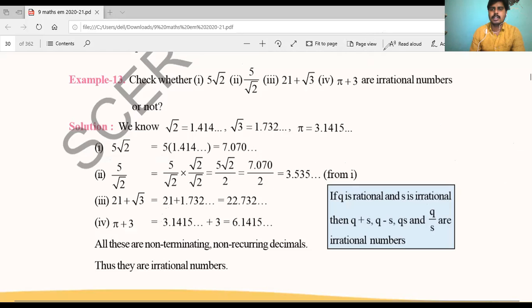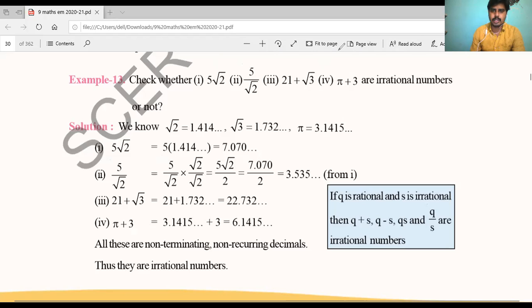3.1415 and so on, and plus 3, we get 6.1415 and so on. So this is also a non-terminating, non-recurring decimal, so it is also an irrational number. So above, 1, 2, 3, 4 are all irrational numbers.